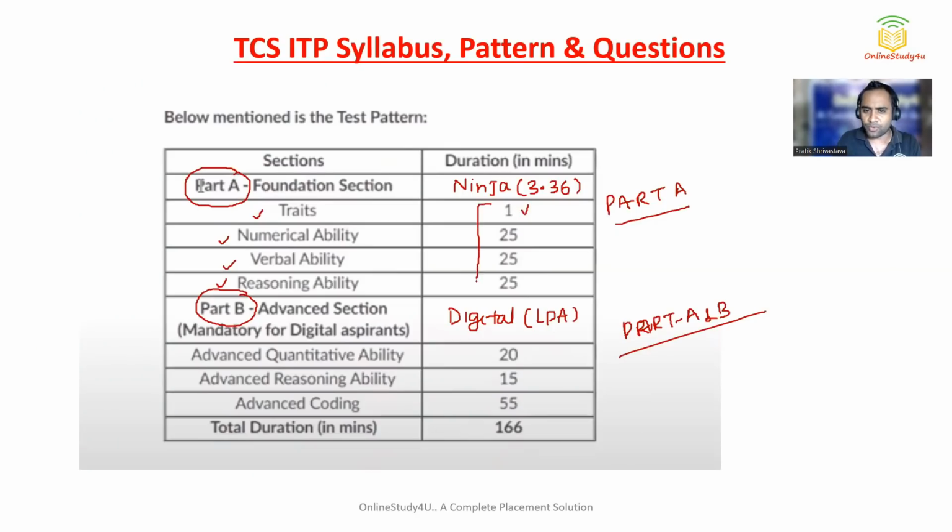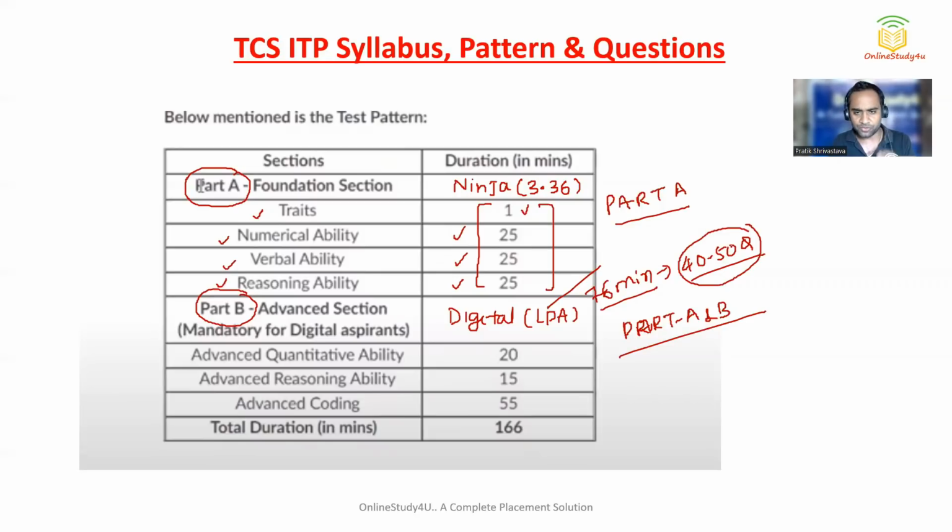And then numerical ability. You can expect around 40 to 50 questions in that time. So what will be the total time? 76 minutes, right? So in 76 minutes, you will have to solve around 40 to 50 questions. Though they have not given this, I am telling you from my past experience. You will get around 18 to 20 questions in numerical ability, 15 to 18 questions in verbal ability, and 15 to 20 questions in reasoning ability. So somewhere around 40 to 50 questions in 76 minutes you will have to solve for the Ninja role, where the package will be 3.36.